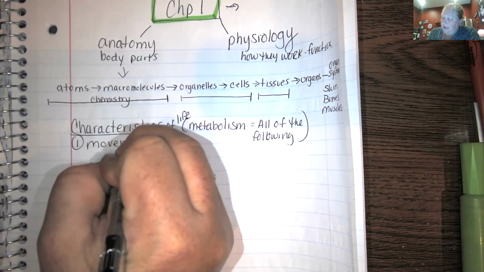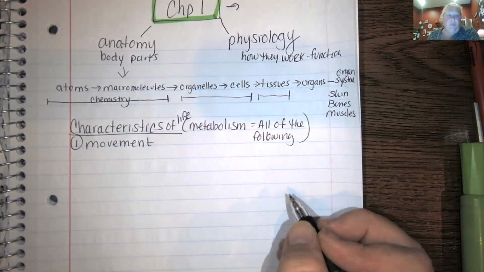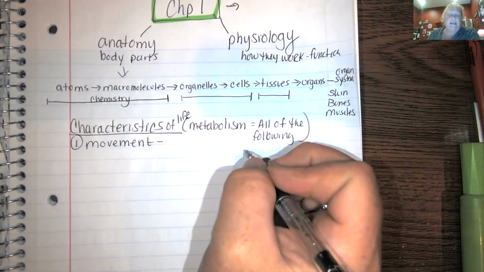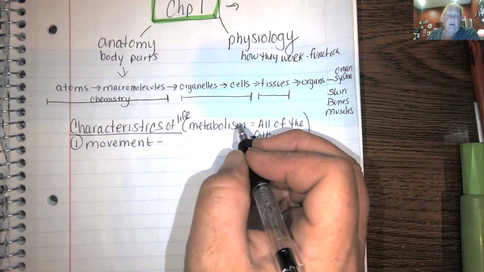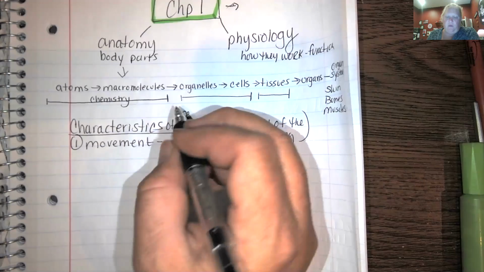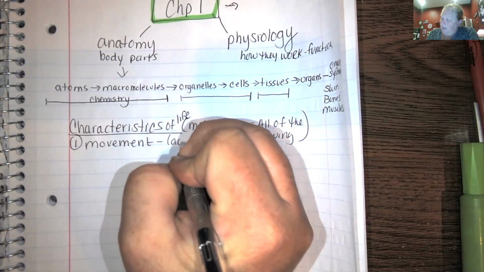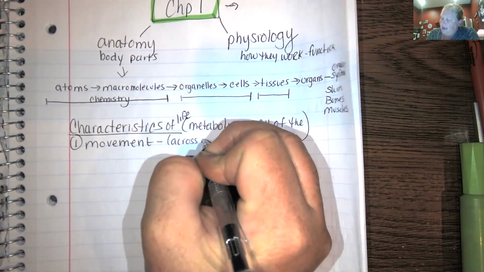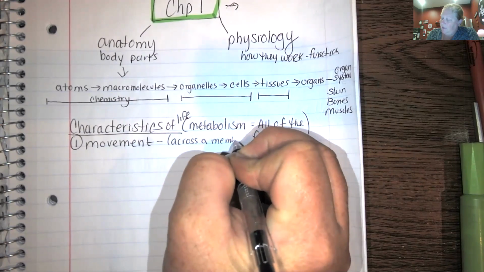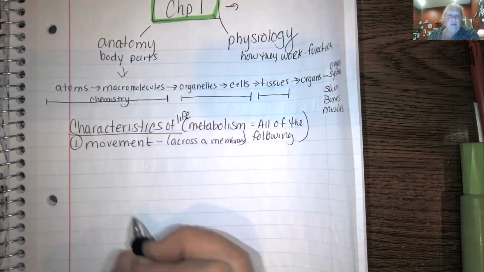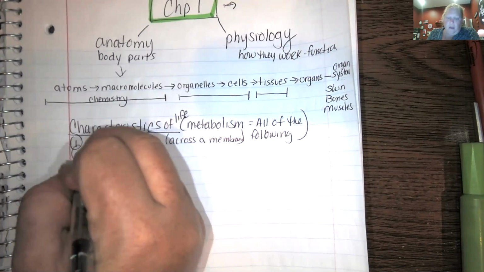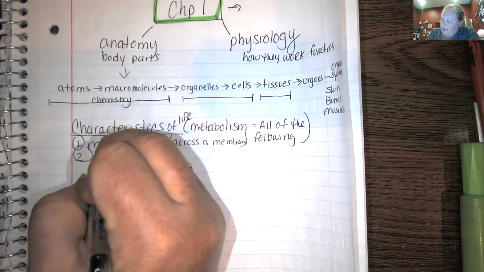So I'm going to do one of the easiest ones first. Movement. That doesn't necessarily need muscle. So when I'm thinking about movement of organisms, it could be moving things across a membrane, for example. Okay, besides muscles, absolutely. Number two, responsiveness.